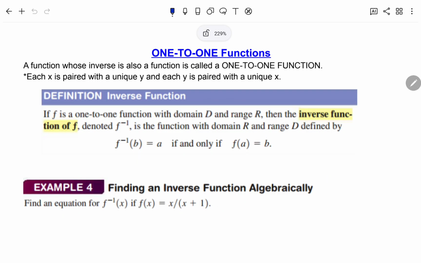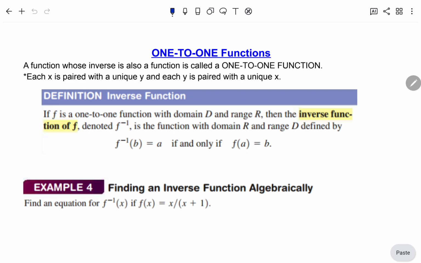Based off of what we just did, the next step is our one-to-one functions. A function whose inverse is also a function is called one-to-one. So each x is paired with a unique y, and each y is paired with a unique x. All that this means is that both the original function and the inverse are functions.